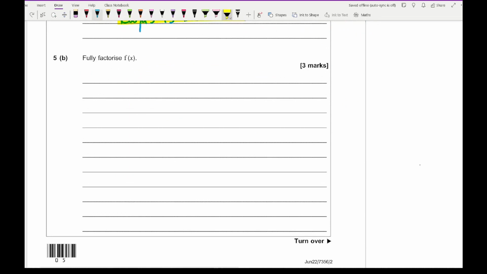Then for 5b, it says fully factorize f of x. So if I start, well, I know that x minus 3 is a factor. So I've got x minus 3 and then x squared plus bx plus c, and that's going to be equal to 2x cubed minus 7x squared minus 12x plus 45. Now you can do your own way of factorising this. Some people can do it mentally, do it all in their head. Some can do it by elimination process. Some people can do it more algebraically.